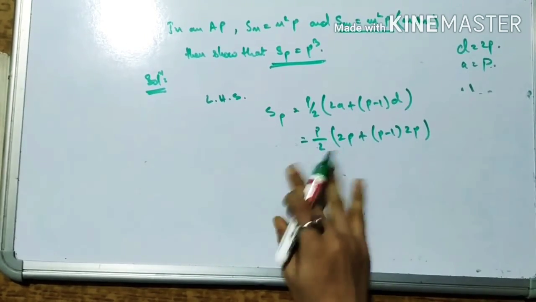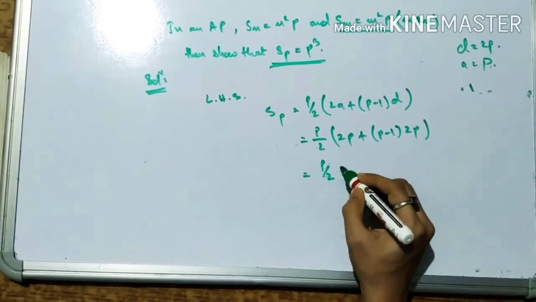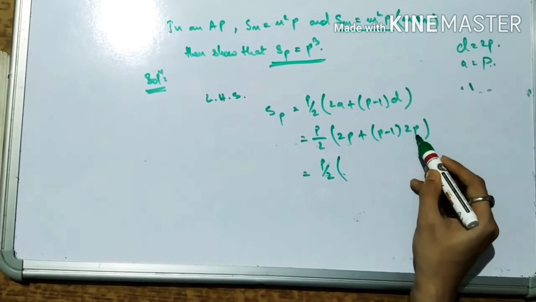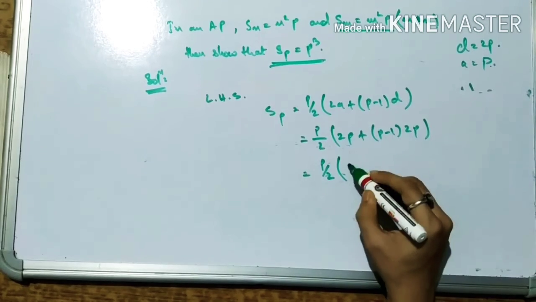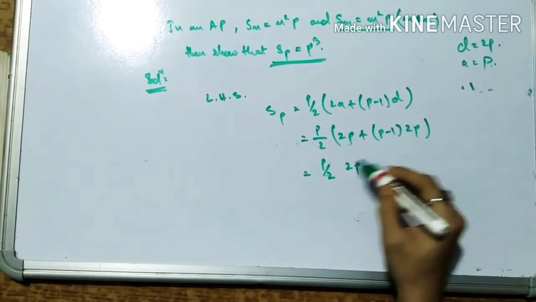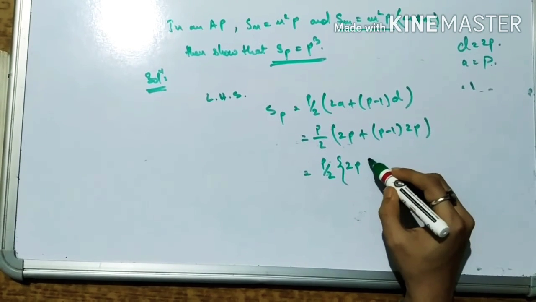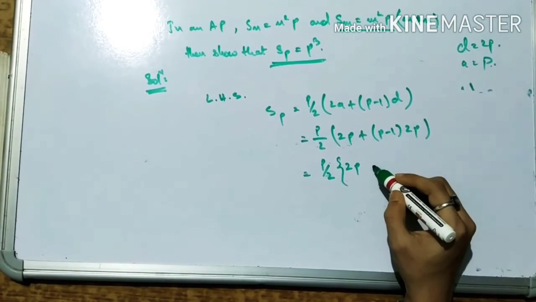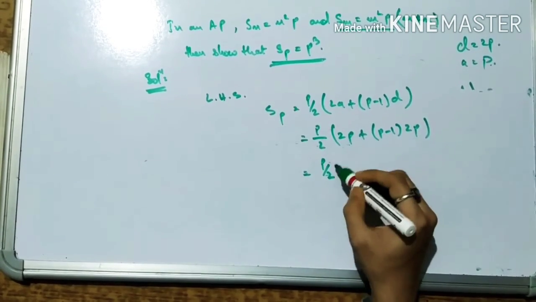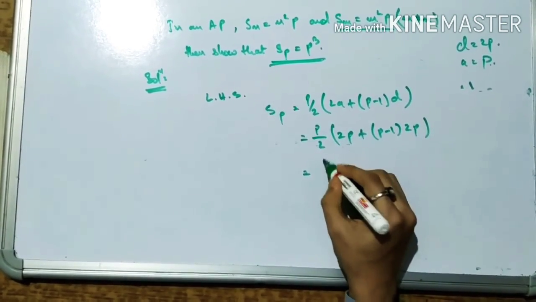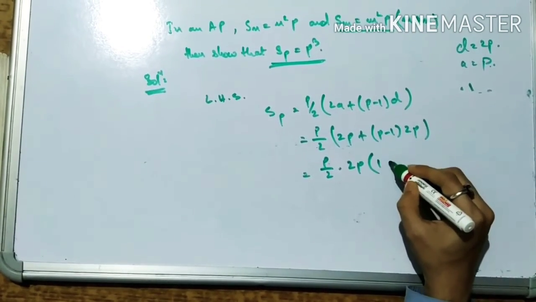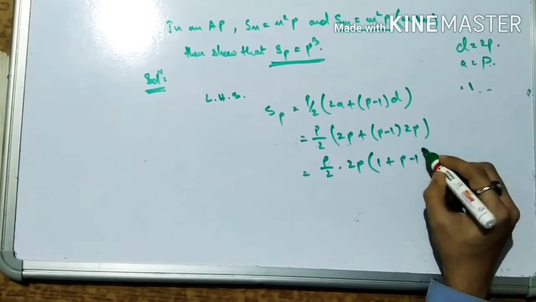Okay, let's do one thing. This is p by 2 times (2p plus (p minus 1) times 2p). So from these two terms, 2p I can take common. Let's write it this way: p by 2 into 2p taken common, so I will get 1 plus (p minus 1).